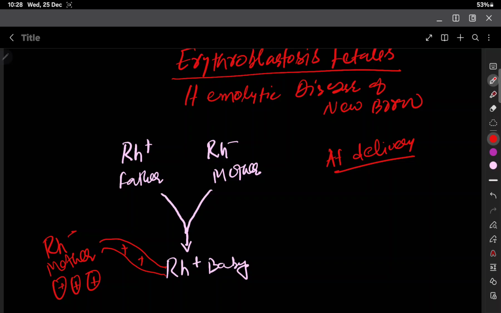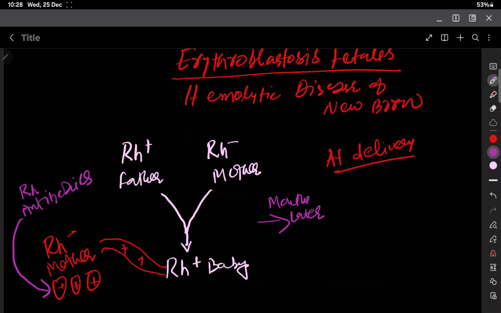So what will the mother do then? She will produce RH antibodies against this RH positive blood. There is no problem at the first delivery. Months later, these RH antibodies will remain in the mother's blood.